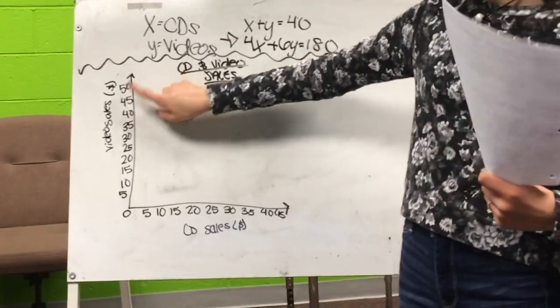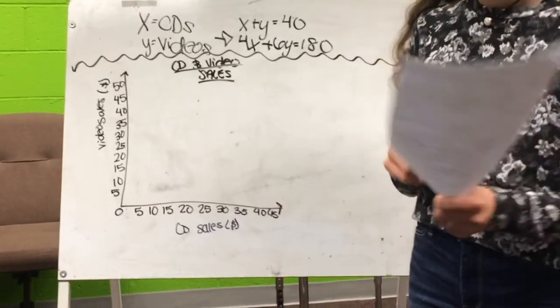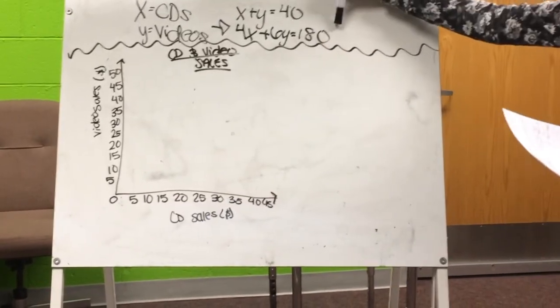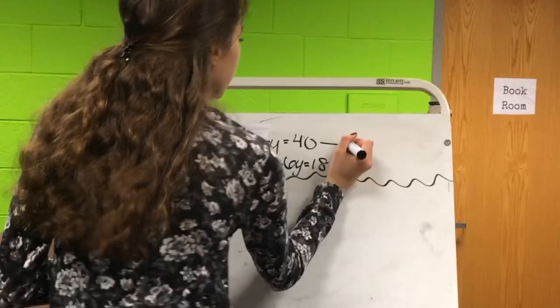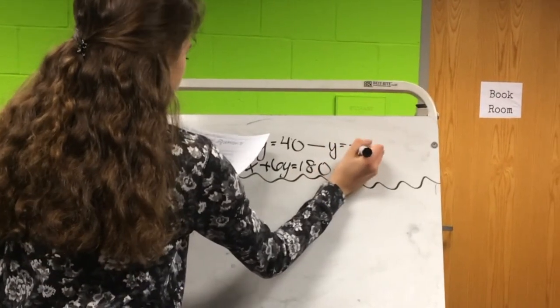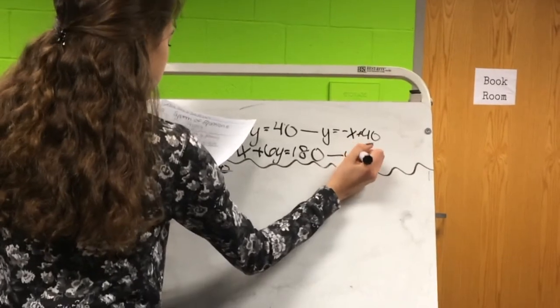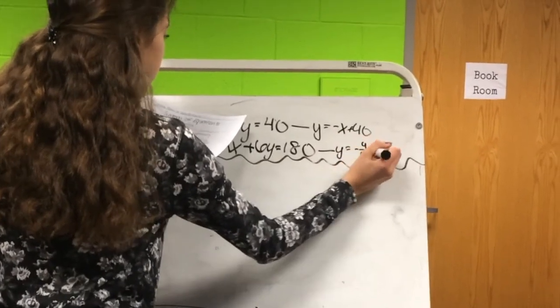Okay, so here I have made a graph, and on the y-axis is the video sales and x is the CD sales. So we're going to have to graph our two equations up here, and we're going to have to put them into slope-intercept form. y equals negative x plus 40, y equals negative 4/6x plus 30.